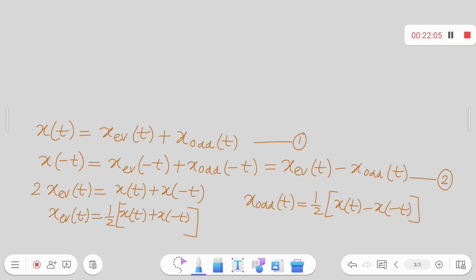So any signal can be decomposed into its even component as well as its odd component. Any arbitrary signal can always be decomposed into its even and odd components.